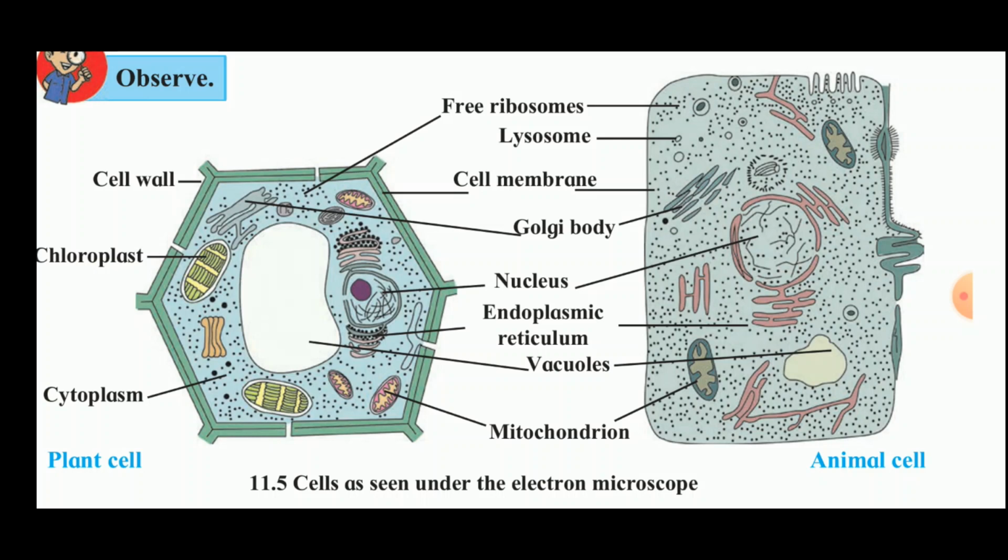Then Golgi bodies are present in both. Free ribosomes are present in both. Lysosomes are present only in the animal cell, whereas lysosomes are absent in the plant cell. Then chloroplast is present in a plant cell, chloroplast is absent in the animal cell. Then mitochondria are present in both the cells. Endoplasmic reticulum is also present in both the cells. Nucleus is present in both the cells. Now all these cell organelles, nucleus, Golgi bodies, endoplasmic reticulum, vacuoles, are embedded in a fluid-like substance which is called the cytoplasm.